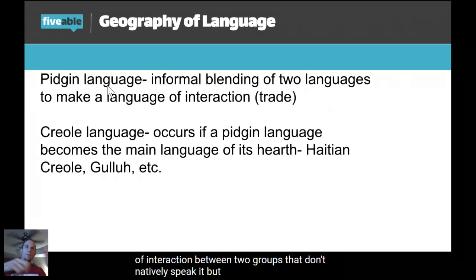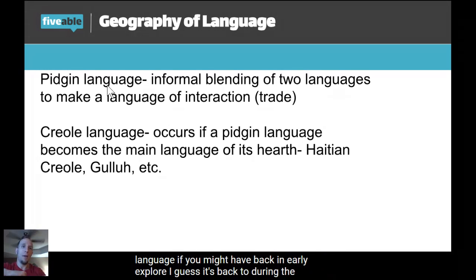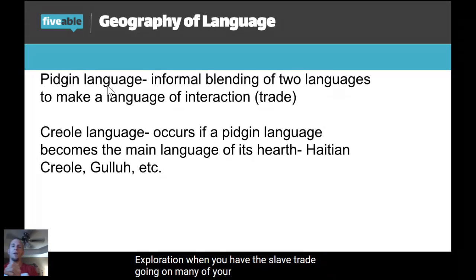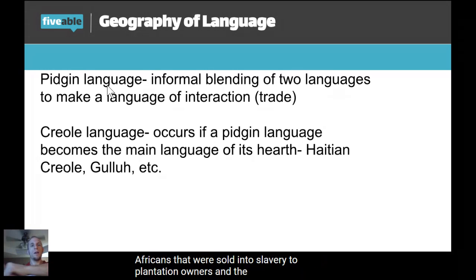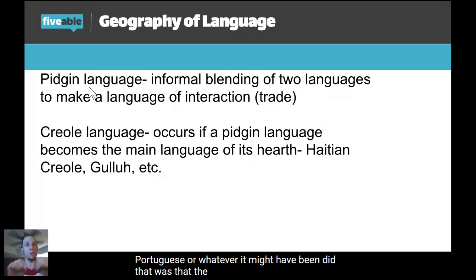But when we talk about Pidgin language, back during the age of exploration, when you have the slave trade going on, many of the imported Africans that were sold into slavery to plantation owners in the Americas would have spoken their own language. But eventually they began to blend those languages with English or French or Spanish or Portuguese or whatever it might have been that the Europeans were speaking. And they developed a Pidgin language.